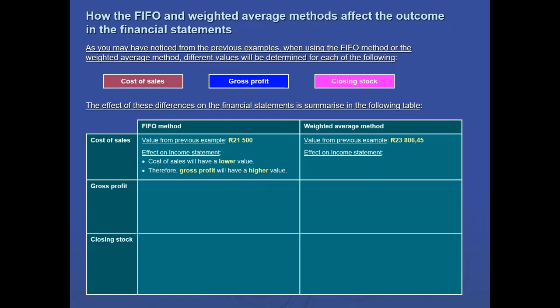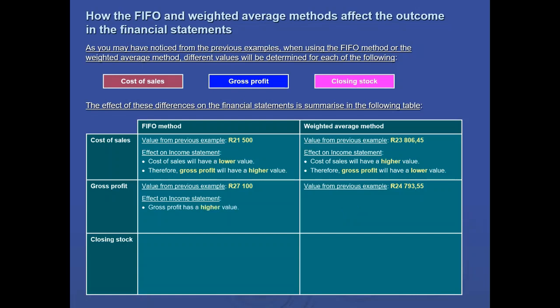When we look at the weighted average method, it is obviously the opposite case. The cost of sales will now have a higher value, therefore the gross profit will have a lower value. So in fact, the gross profit value from the previous example for the first in first out method is 27,100, whereas in the weighted average it's 24,793.55. So this confirms what we just said, that the gross profit is higher in the first in first out method than in the weighted average method.